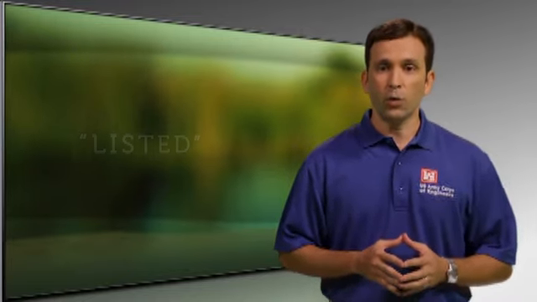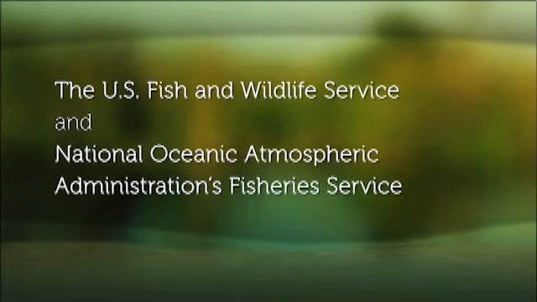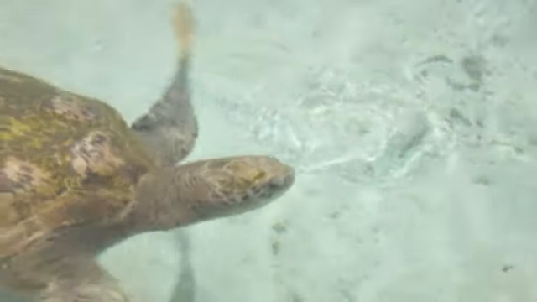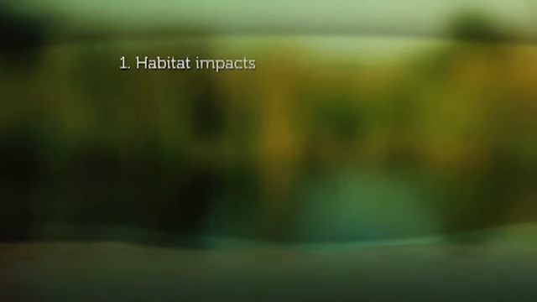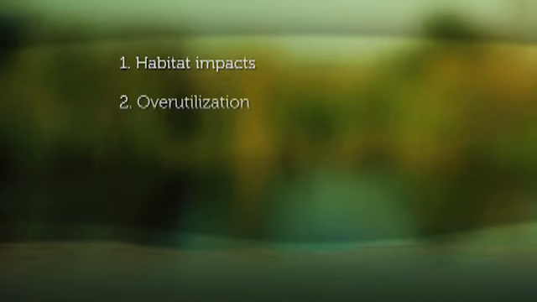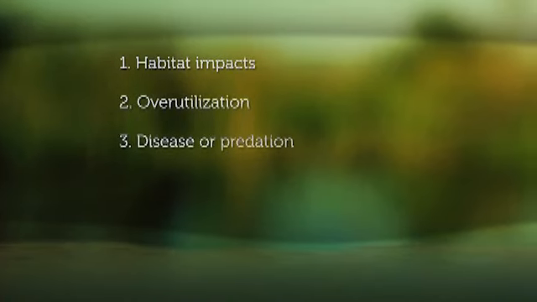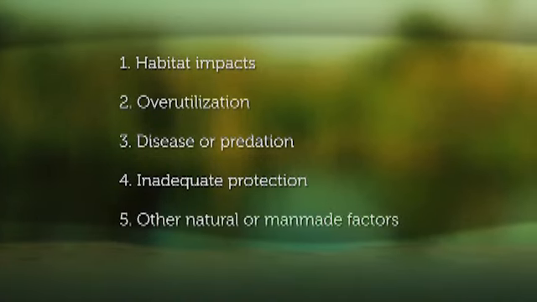The U.S. Fish and Wildlife Service and National Oceanic Atmospheric Administration's Fisheries Service, commonly called NOAA Fisheries, decide when a species is listed, and they base their decision on the following five factors: damage to or destruction of a species' habitat, overutilization of the species for commercial, recreational, scientific, or educational purposes, disease or predation, inadequacy of existing protection, and other natural or man-made factors affecting its survival.